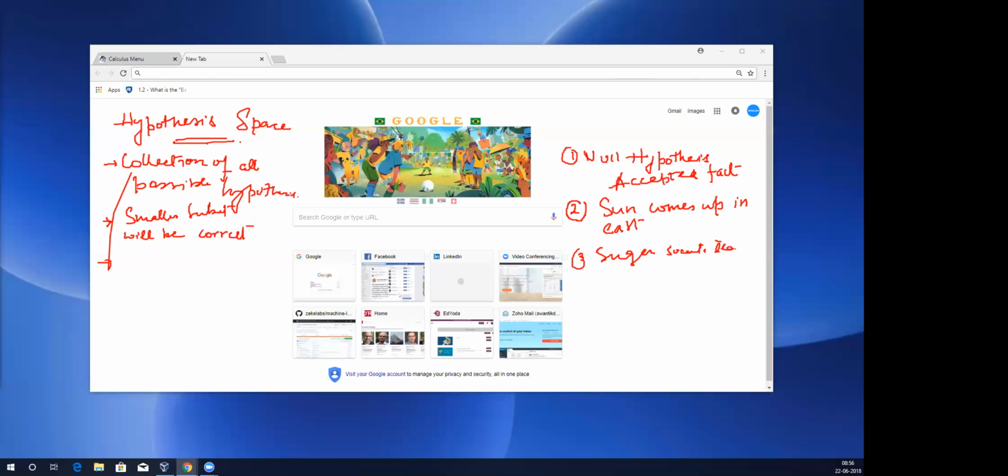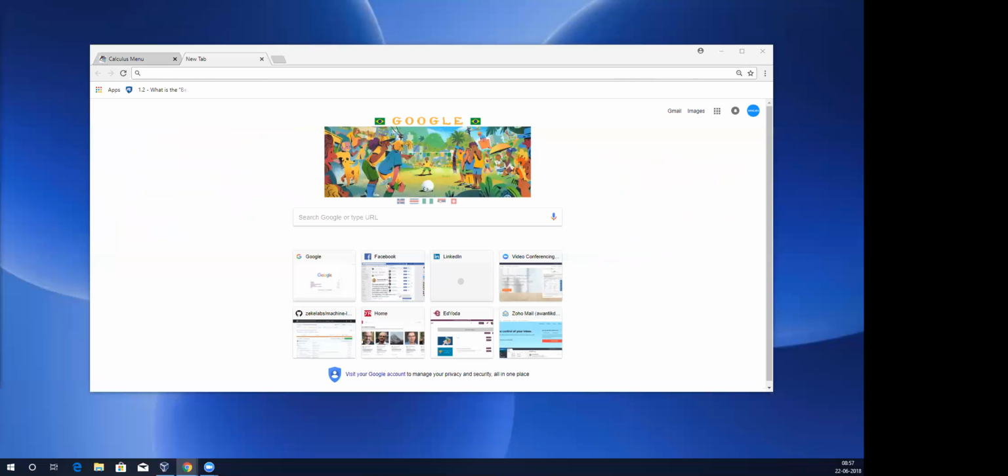I had some examples here. There was one intelligence example, which generally people use. Maybe there is one example here I will take.